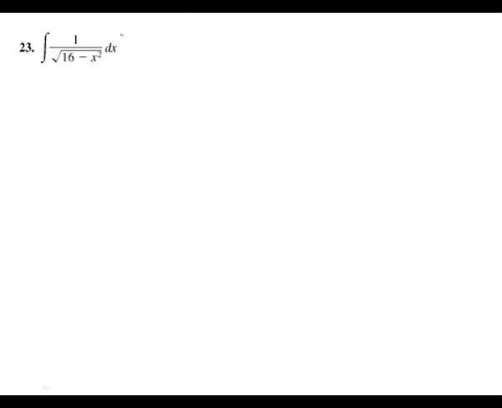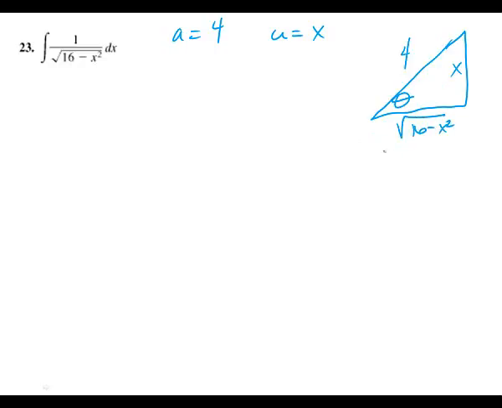So we need to decide which one we have. It is the number minus the variable. So which row of your yellow chart do you have? The sine row. Okay, so let's figure out our A and our U. What's your A part? 4. And your U part is? X. And then we've got the triangle. So what goes on the hypotenuse? 4. Good. And what goes on the opposite leg? X. And then on the adjacent, the radical.